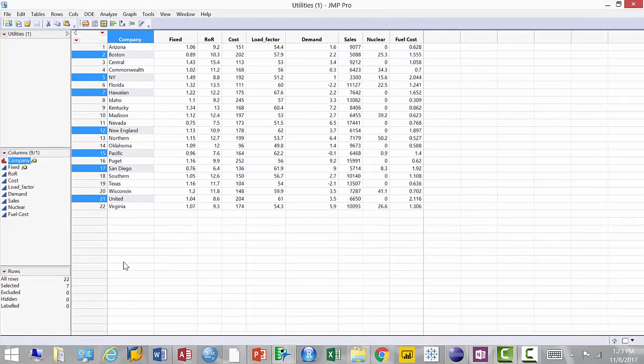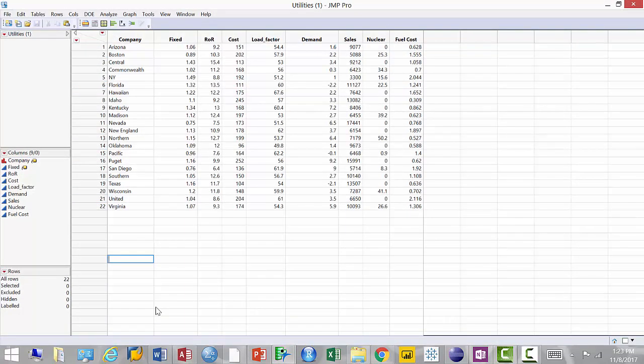Look at that. This is a very small data set. It contains information on 22 utilities companies. What do we mean by utilities? Electricity-producing companies, companies that generate electricity and sell it to consumers. So the companies are in Arizona, Boston, etc. These are locations, I guess. And then there are 1, 2, 3, 4, 5, 6, 7, 8 different columns. What do I call columns? Variables, or attributes. Now, the columns are different. Fixed means what? Do I have a description?